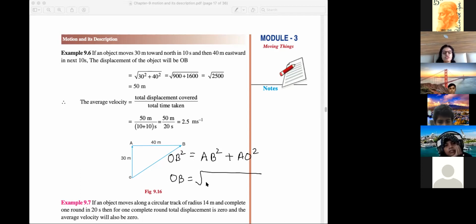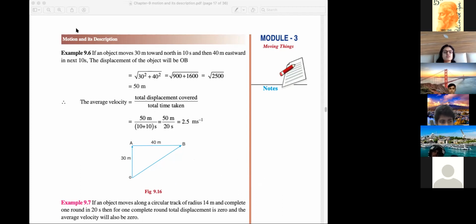So using this, you will find out OB is equal to root under this whole thing. What is AB square? 40 square plus 30 square. You will get the answer. So they have done that way only. Root of 2500 is 50. So total displacement you found out from here, and total time is, they have told 10 second and 10 second. So 20 seconds. If they say that you are coming back to the same point, then your average velocity will be 0, because displacement is 0.